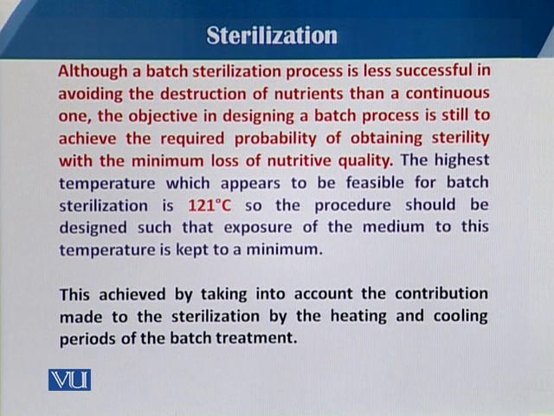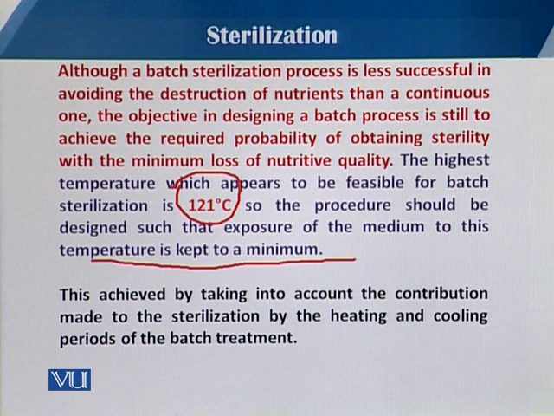So the objective in the designing of the batch process is still to achieve the required probability of obtaining sterility with minimum loss of nutrient quality. The highest temperature feasible for batch sterilization is 121 degrees Celsius. So the procedure should be designed such that the exposure of the medium to this temperature is kept minimum. The time at this temperature in batch mode should be as minimum as possible.